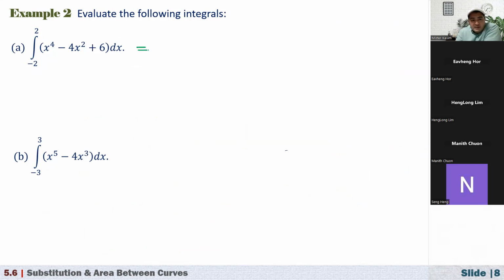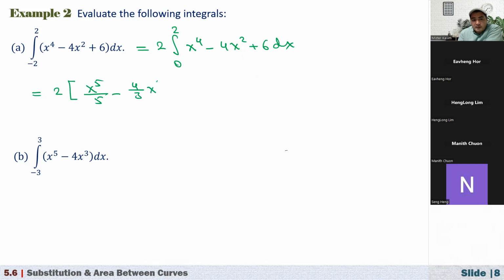Then that is exactly equal to 2 times the integral from 0 to 2 of x to the power of 4 minus 4x squared plus 6 dx. Now to evaluate this one, first we have to find its antiderivative, right? x to the power of 4 gives x to the power of 5 over 5, minus 4x squared gives 4 over 3 x cubed, plus 6 gives 6x, and the integration limits are from 0 to 2.